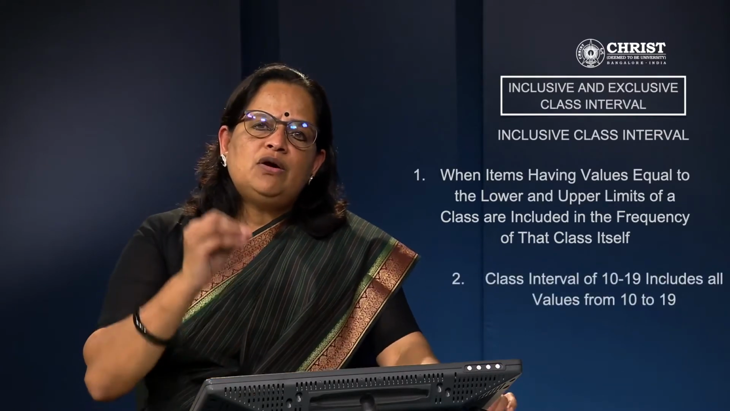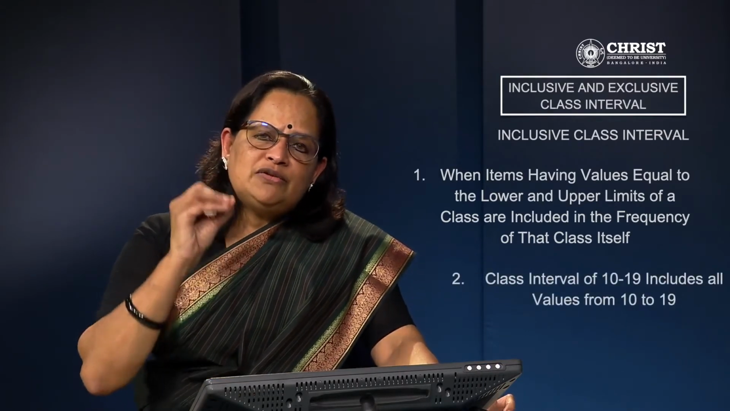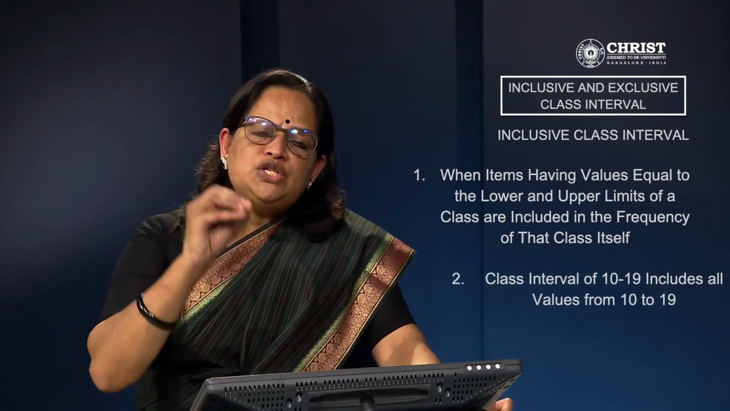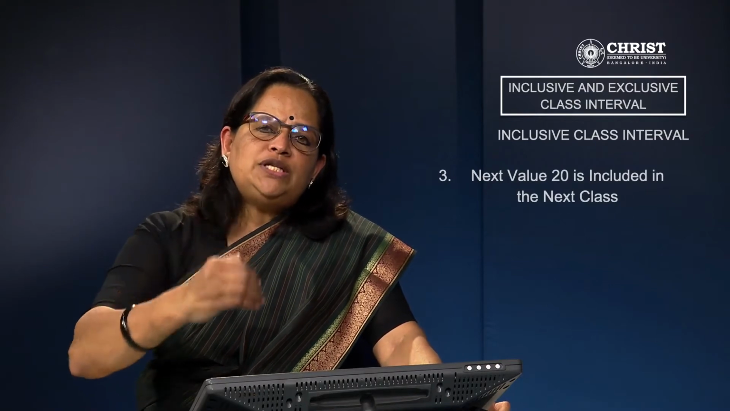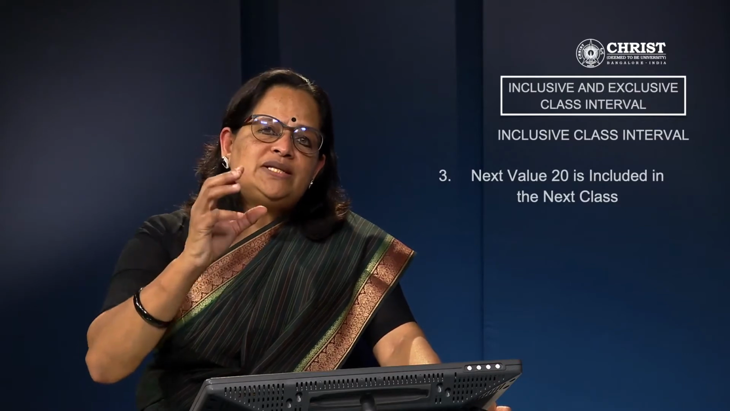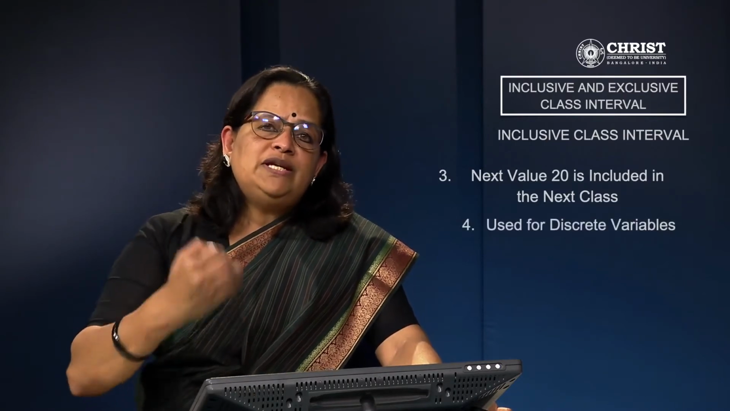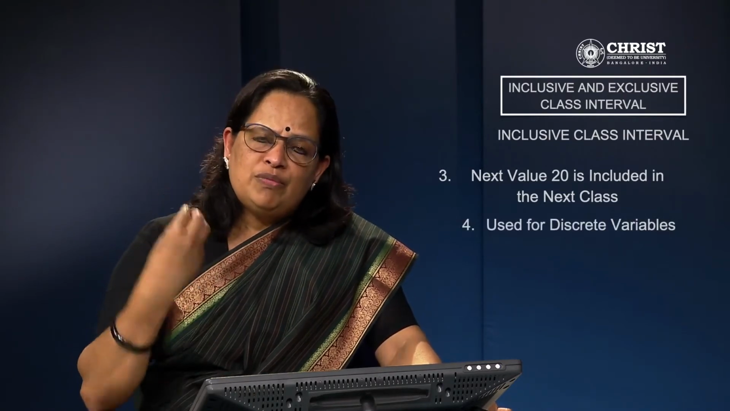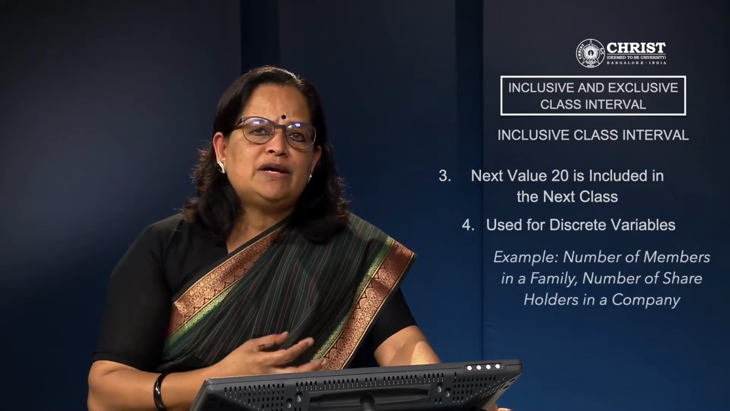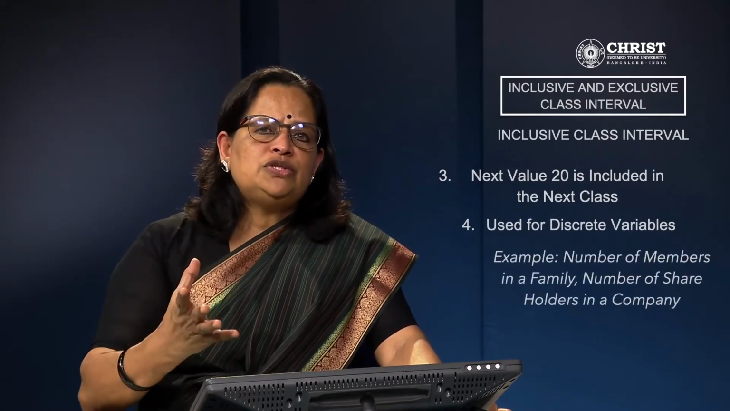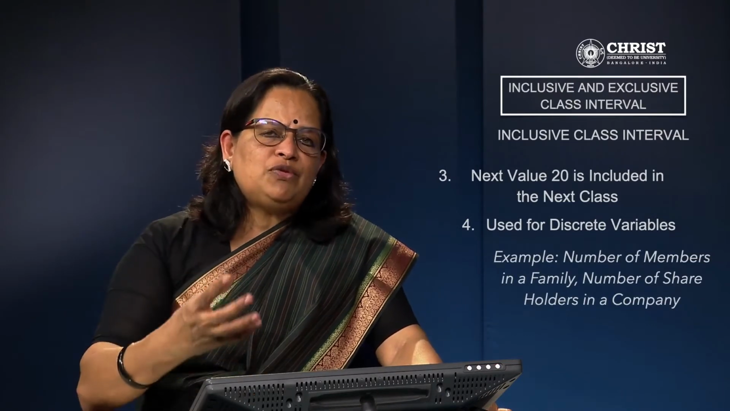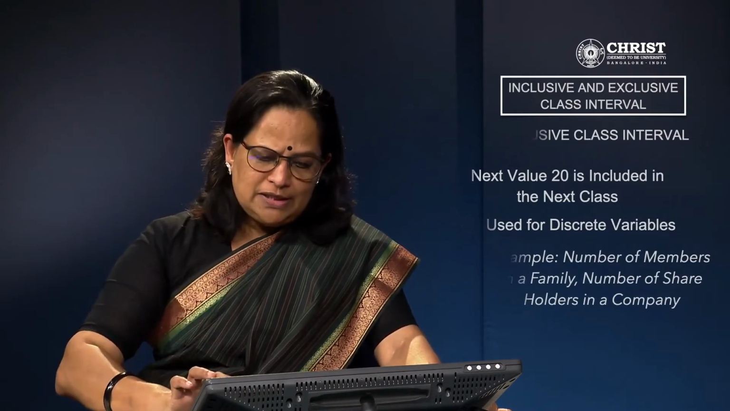If you are getting a class interval of 10 to 19, all values from 10 to 19 are included in that first class. If it's a value in the next class, that is 20 to 29, the value 20 will be recorded for the next class. So that is the importance of inclusive class interval. Now, I already told you this is used for discrete variables, such as number of members in a family, number of shareholders in a company. All these are examples for inclusive class. When we classify these types of data, we get an inclusive class interval.